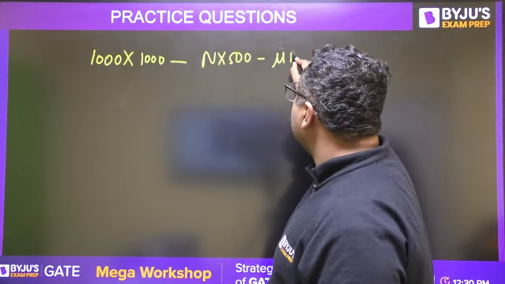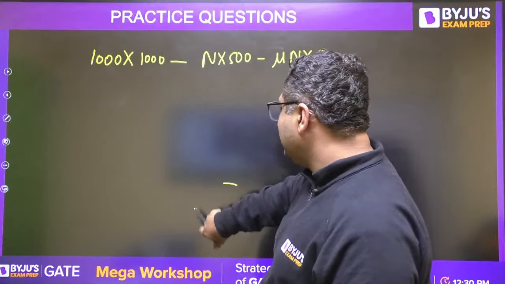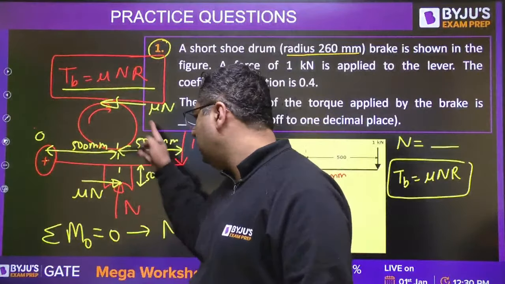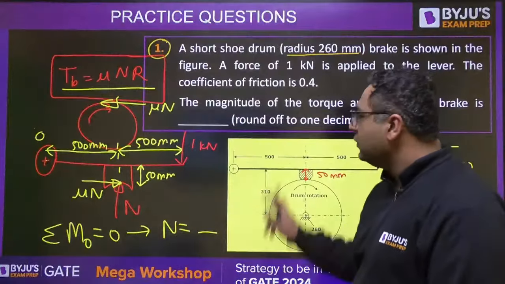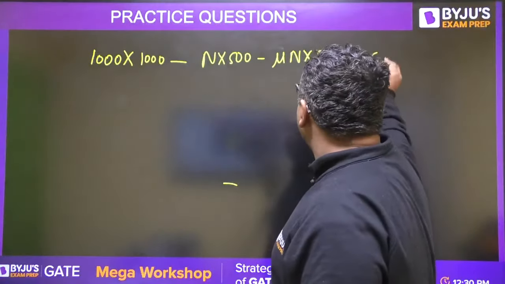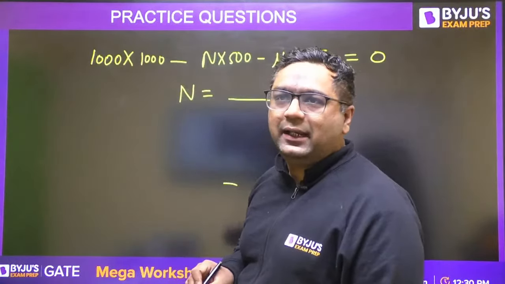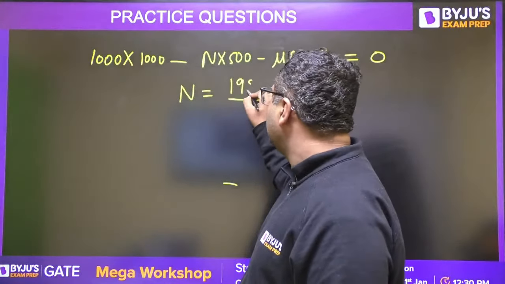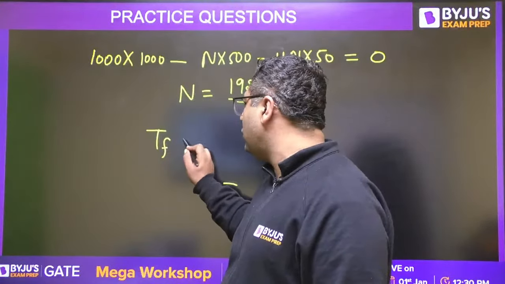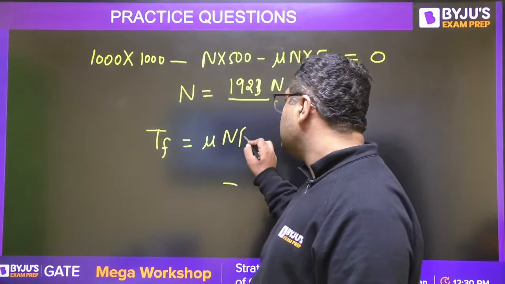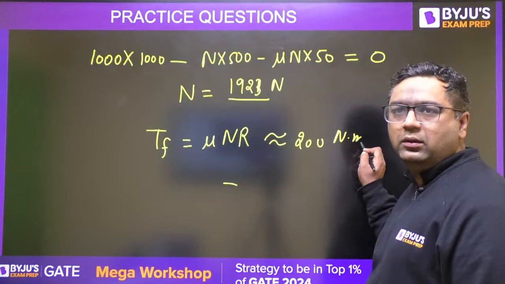Then minus mu N into 500, mu N into 50. So you can see mu N is also creating an anti-clockwise moment, same as the direction of N. So you would be having this to be 0. This will give you the value of N. And as you guys are getting N to be 1923 Newton, then when you find the braking torque or friction torque mu N r, everybody is getting nearly 200 Newton meter.